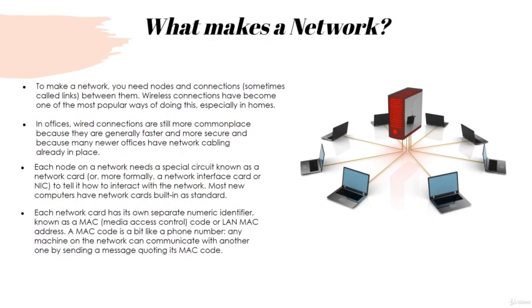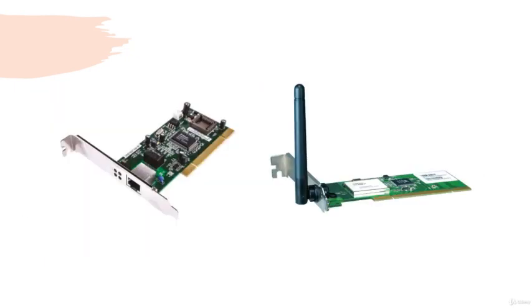And so each network card has its own separate numeric identifier. And this is known as a media access control, or a LAN MAC address. And so a MAC code is a bit like a phone number. So any machine on the internet can communicate with another one by sending a message quoting its MAC code. So this is how these actual network interface cards look. You can see on the left hand side there's one for a wired connection, and then on the right hand side that's for a wireless connection. And especially now there's cards that have both capabilities for wired and wireless as well.